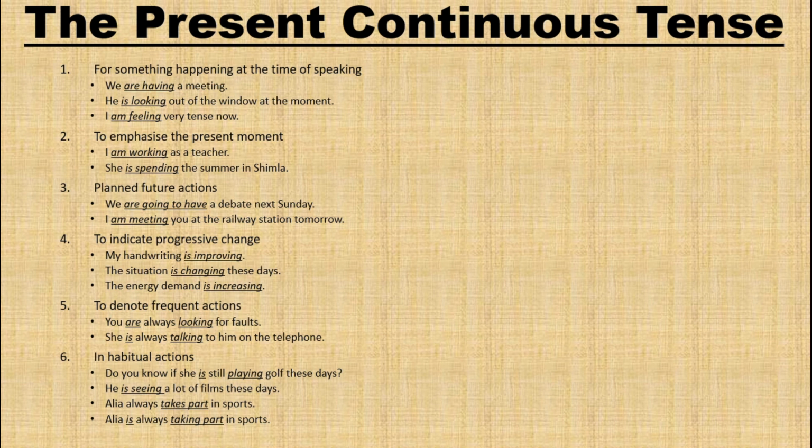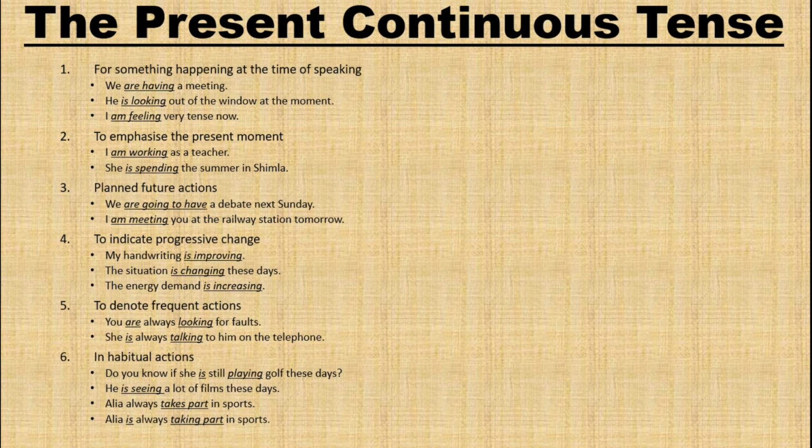Alright. So, number six, in habitual actions. If you want to talk about a habitual action that takes place regularly, especially one which is new or temporary, you use the present continuous. Alright. Do you know if she is still playing golf these days? So, is and playing becomes the present continuous. He is seeing a lot of films these days. Is seeing becomes the present continuous, because here we are talking about a habitual action which is temporary or which is new. Alright? Now, in the last two sentences, note the difference in the meaning between the two sentences.